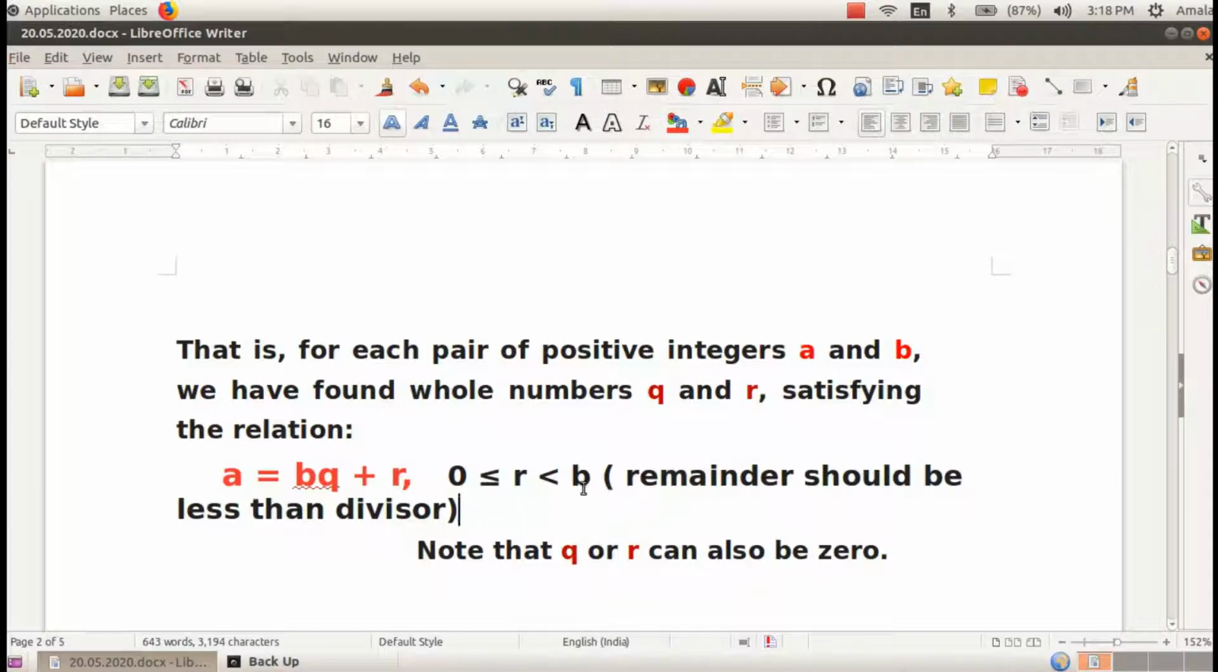We know 20 we can write 4 times 5 plus 0. Here the remainder is 0, quotient is 5. Okay, like that for any positive integers a and b, if we take the big number we can take a, and that we can express in the form a equal bq plus r.